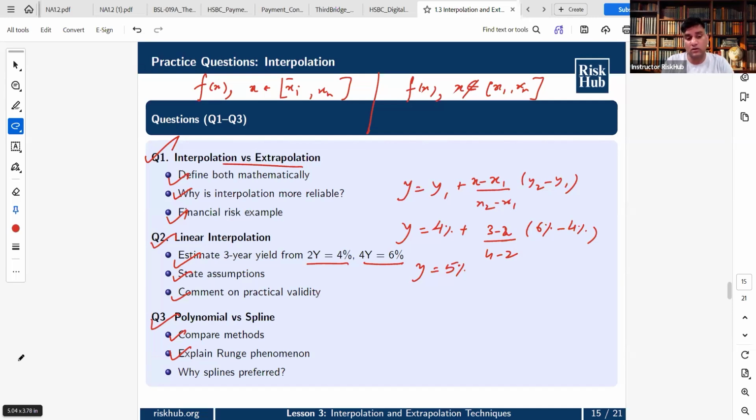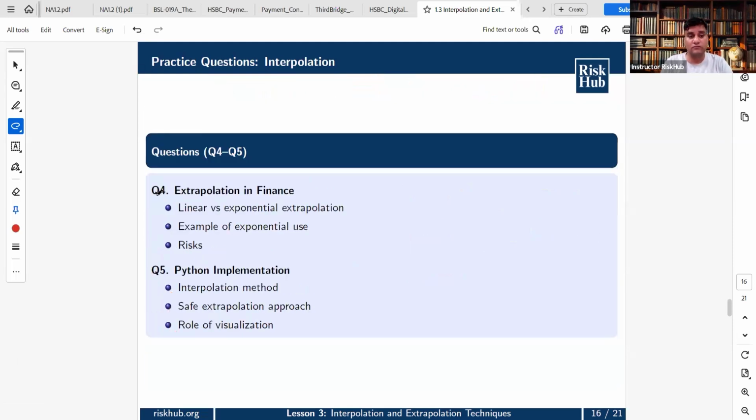Then we get into your next part. Question number 4 and 5. Question number 4 is about extrapolation in finance, linear versus exponential extrapolation. Linear extrapolation assumes a constant absolute slope. Exponential extrapolation assumes constant percentage growth or decay.